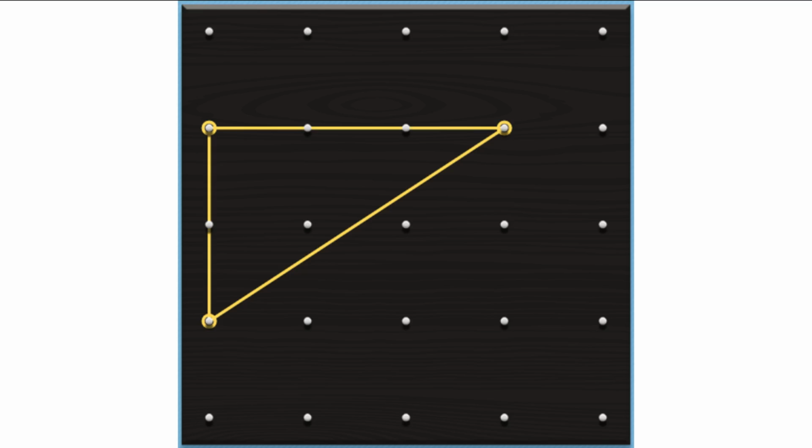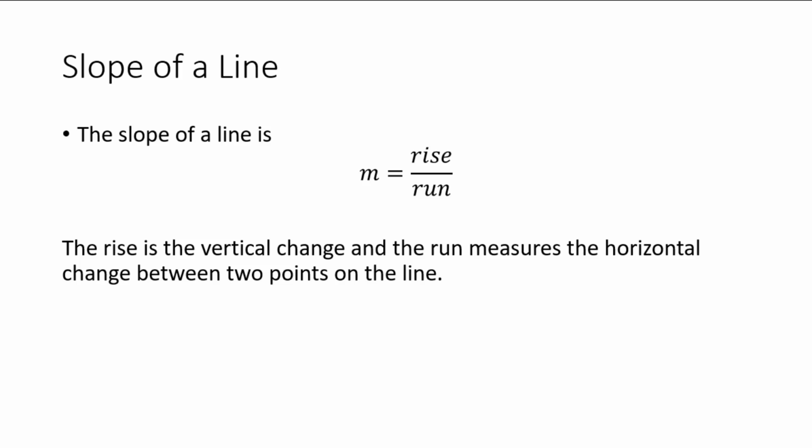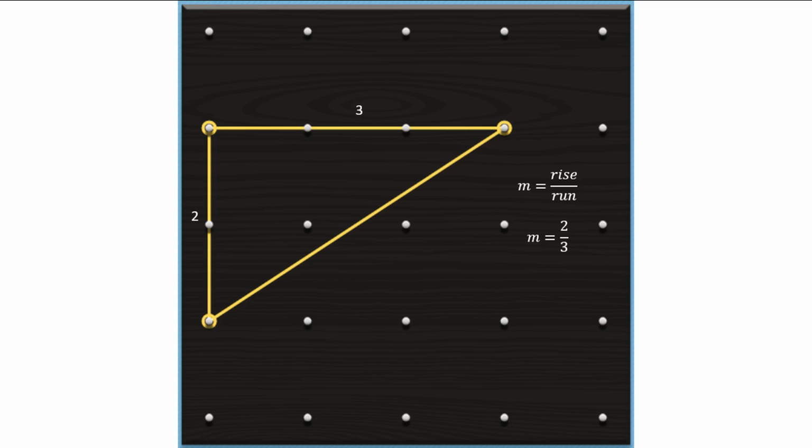I can describe it as the rise and the run. So that vertical part, how it moves in our y-axis, is our rise, and how it moves in our x-axis is our run. So the slope of a line, we're going to call that our rise over run, or our letter m. So the rise is our vertical change, and the run measures the horizontal change between any 2 points on the line. And what we'll find is that no matter where I choose on my line, that ratio, in this case 2/3, will be the same.